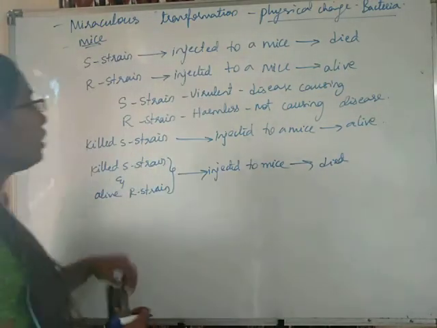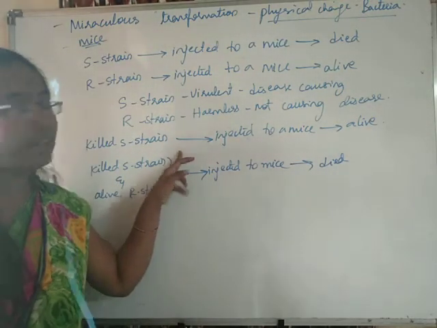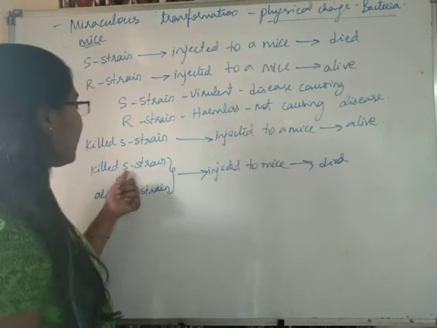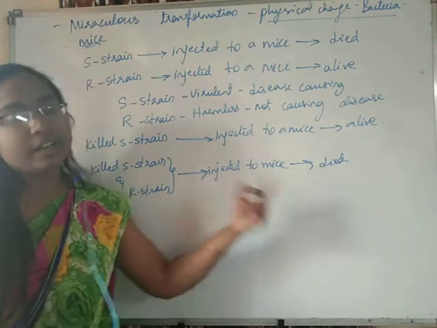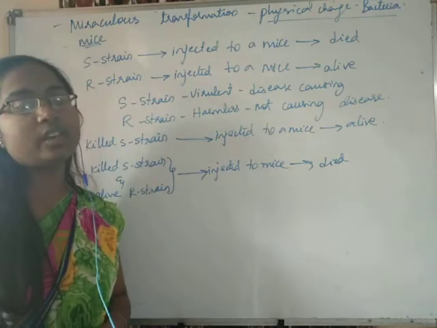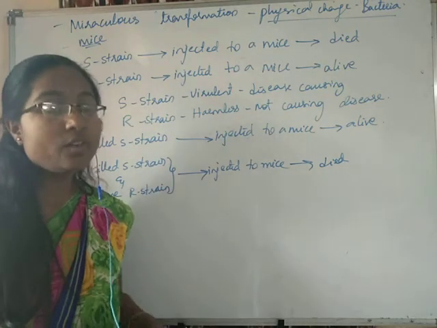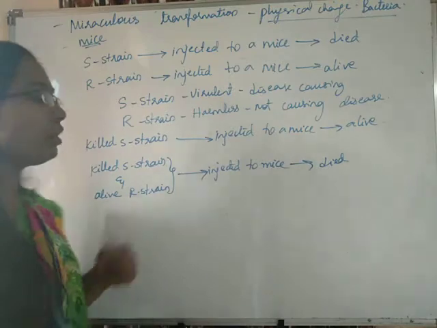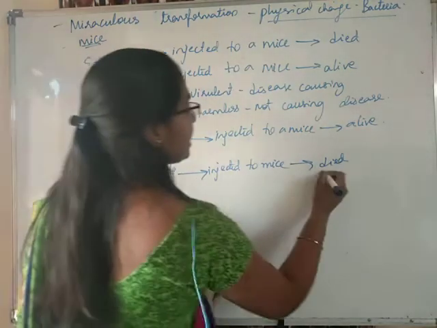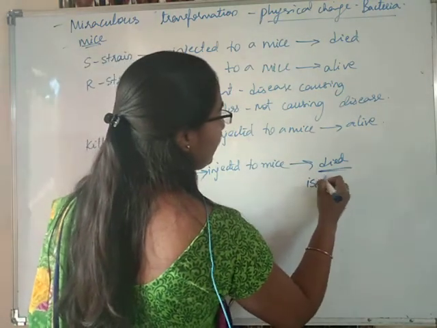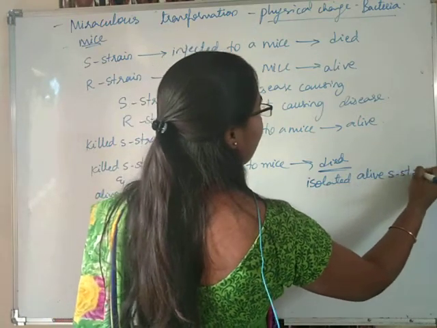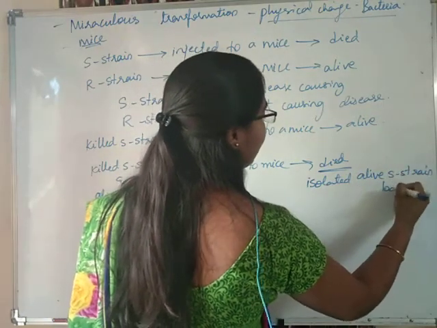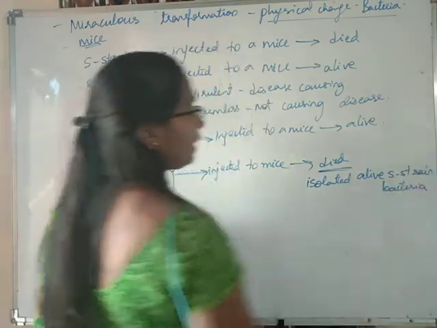Okay. When only killed S strain was given to the mice, it was alive. When killed S strain was given along with the R strain, this mice, it died. So, here he observed that there is something which has transformed, and one more thing also here was, in this dead mice he has isolated alive S strain bacteria.